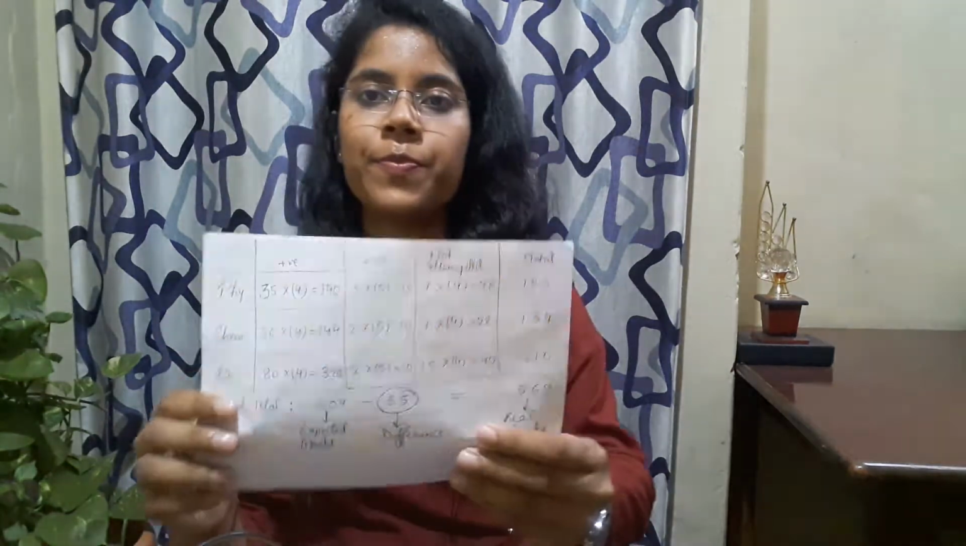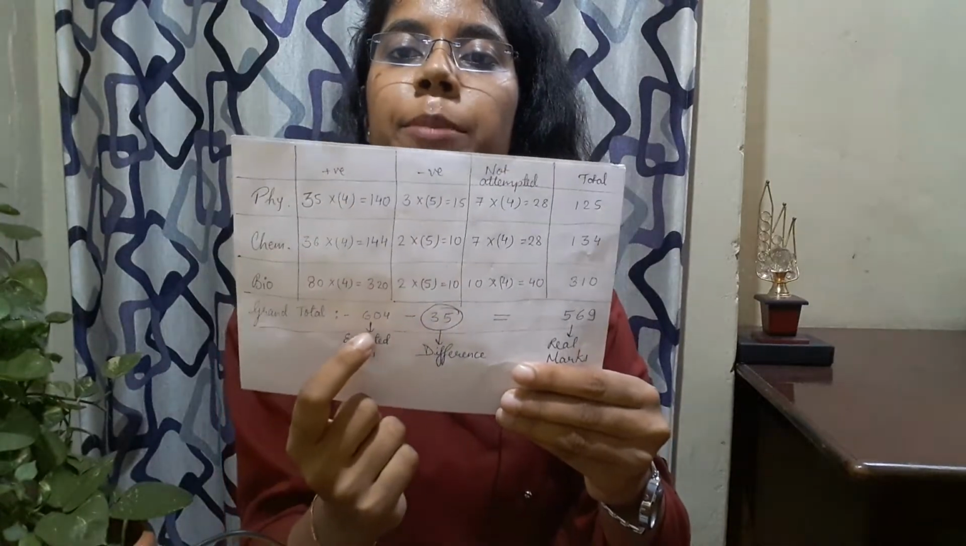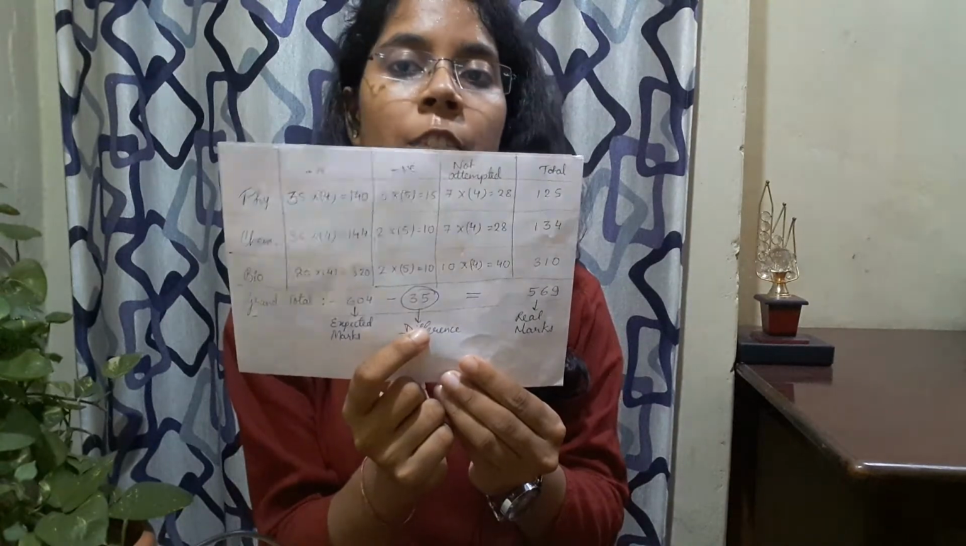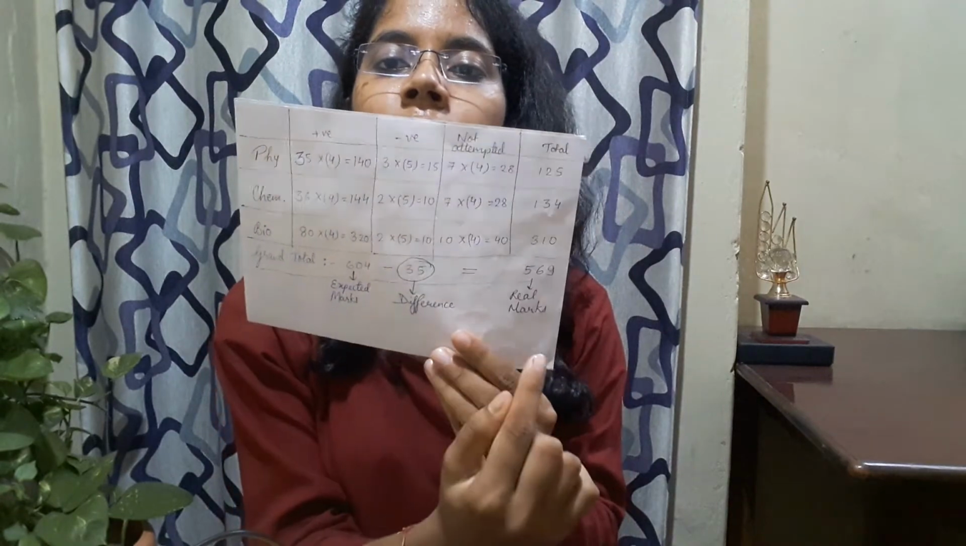Let me show you an example in which I have analyzed one of my coaching tests, and that is here. Here I have written the expected marks as 604, and the difference is 35 marks due to 7 negatively attempted questions in all the subjects, and I am getting the real marks as 569. So you see that due to only 7 negatively attempted questions I am losing 35 marks. You may imagine how much you are losing if you have more negatively attempted questions.